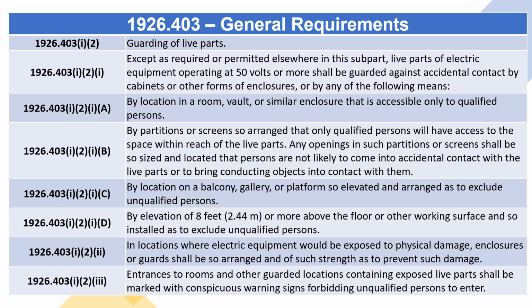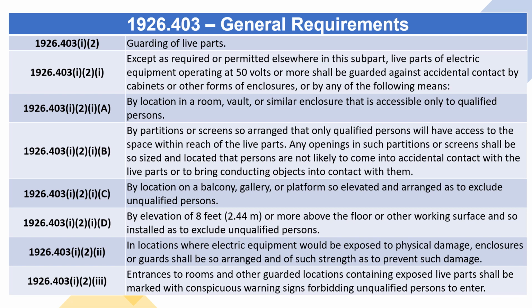by partitions or screens so arranged that only qualified persons will have access to the space within reach of the live parts. Any openings in such partitions or screens shall be so sized and located that persons are not likely to come into accidental contact with the live parts or to bring conducting objects into contact with them; by location on a balcony, gallery, or platform so elevated and arranged as to exclude unqualified persons; or by elevation of 8 feet (2.44 meters) or more above the floor or other working surface and so installed as to exclude unqualified persons.